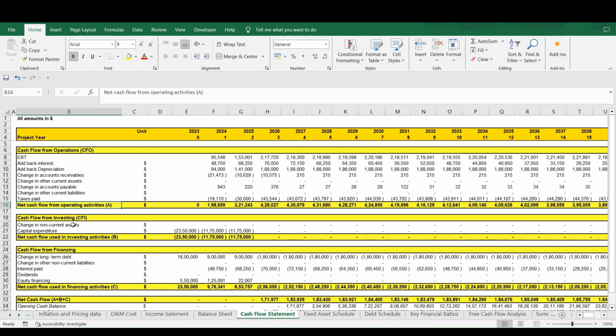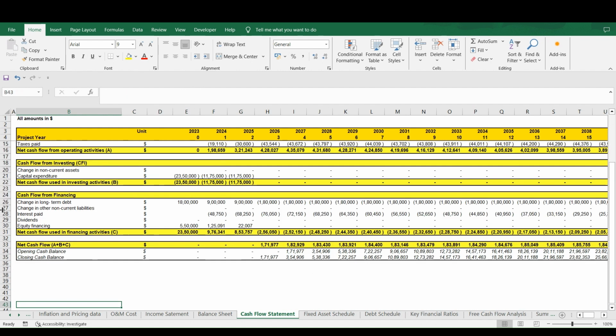From investing activities, we check if there is any investment in non-current assets or capital expenditure for the year. We have net cash in investing activities. We have net cash from financing, that is change in the long-term debt, and in other non-current liabilities, the interest paid, dividends, and the financing. Next, we have net cash flow from financing. We have net cash flow, that is the sum of all three.